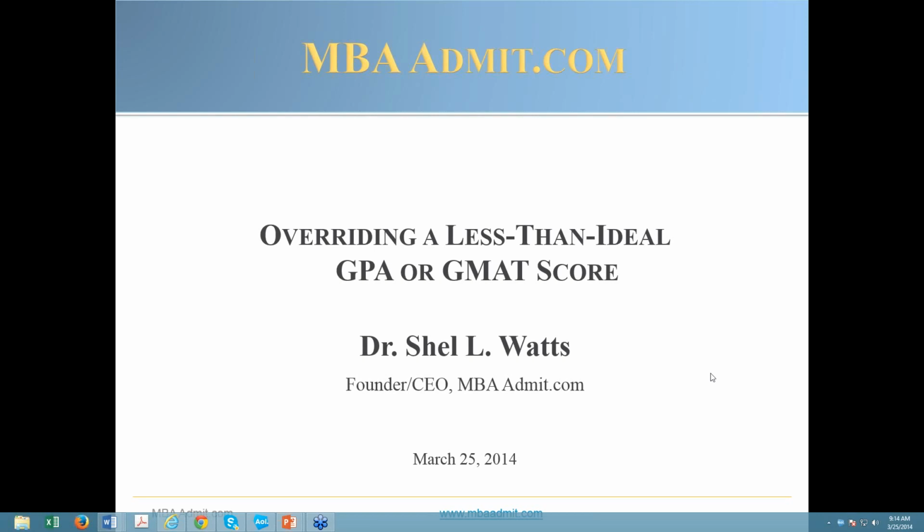Shel Watts. I am the founder of MBAadmit.com, and today we're going to be talking about overriding a less than ideal GPA or GMAT score. This is always a very, very popular topic because a lot of candidates are concerned about flaws that they may have in their academic record or a GMAT score that came out lower than what they had hoped for. So today we're going to give you an overview of how to take a look at that, how to assess it, and then how to identify a strategy that might work for you.